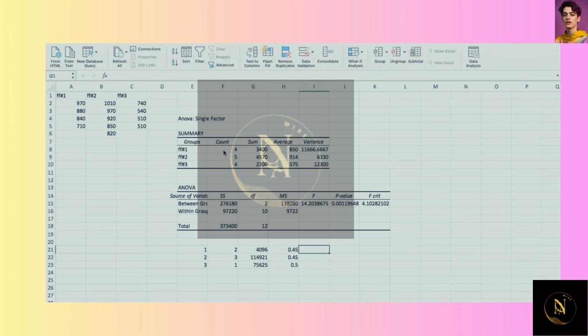All right, and to complete our denominator, we are going to take that value and multiply it by our mean square within groups. Okay, so this is our denominator and this is our numerator. So to get our test statistic, finally, we're going to take our numerator and divide it by our denominator.